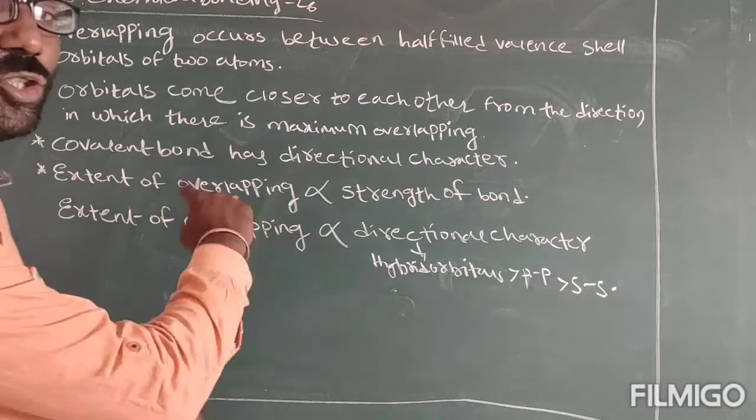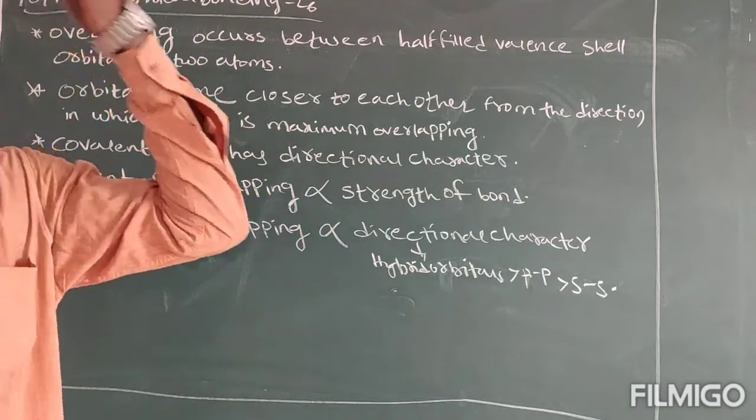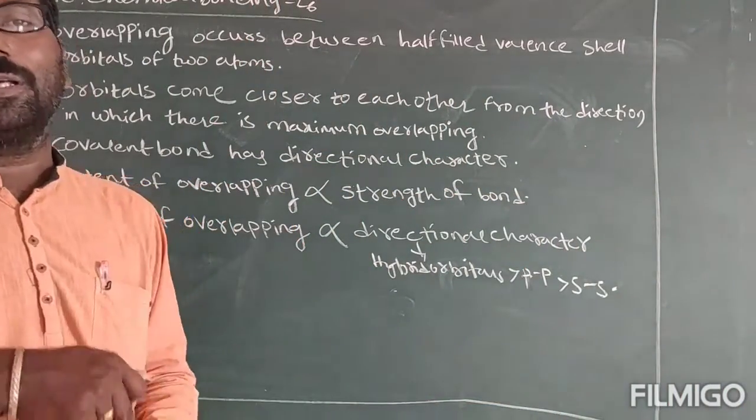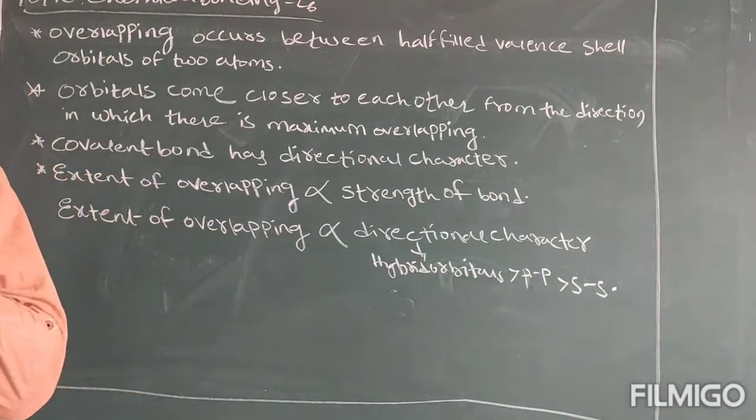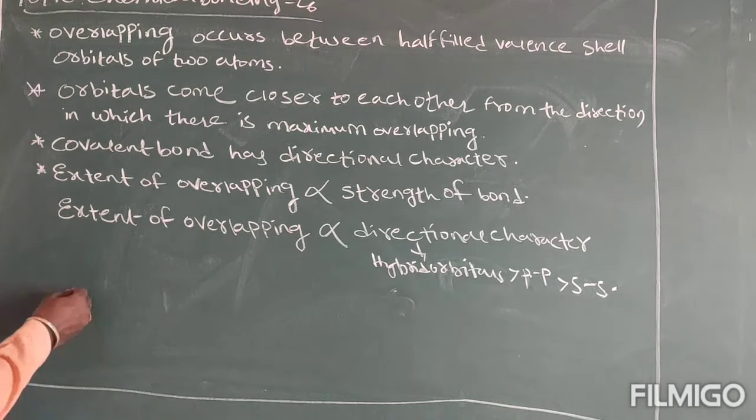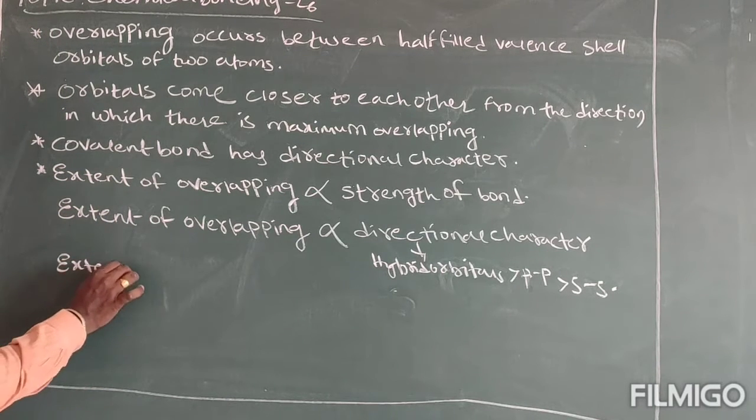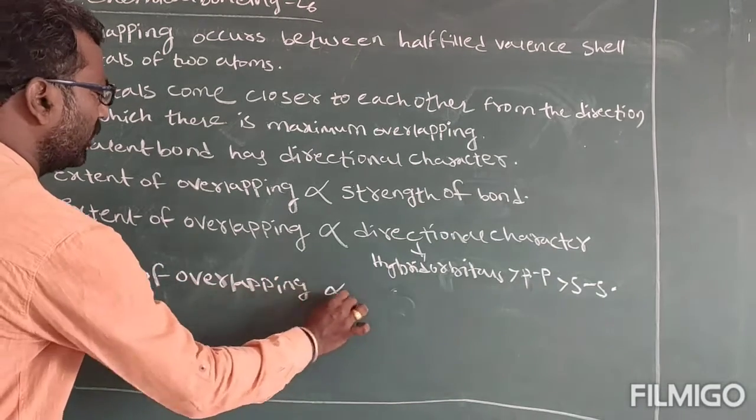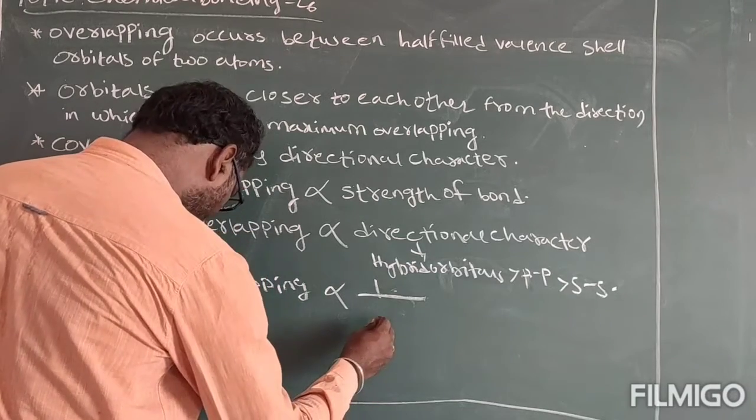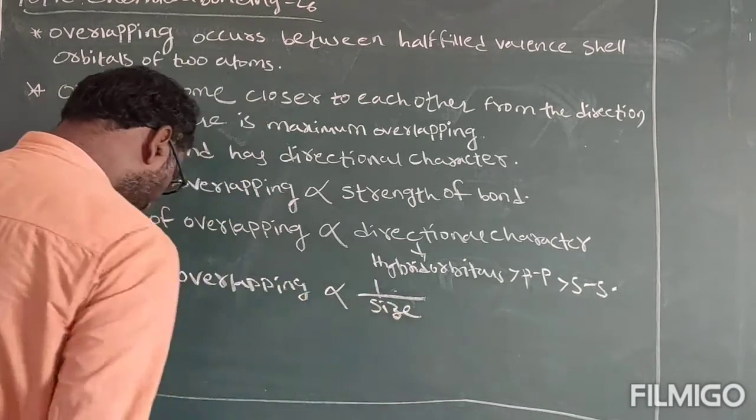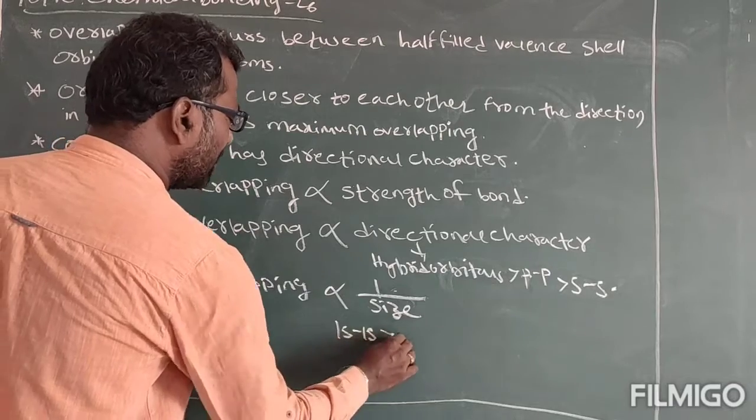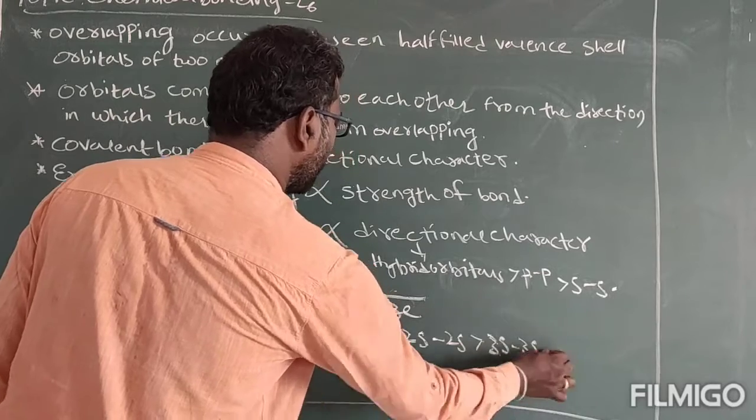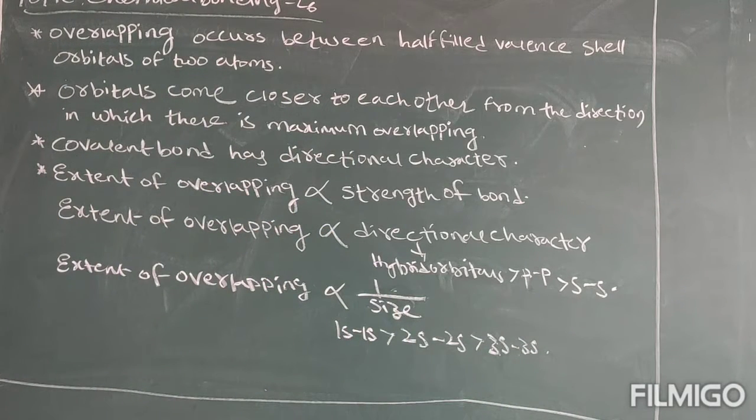After writing this, I will show you how the overlapping will be. You may be wondering what overlapping actually is, so we will draw how the sigma bonds and pi bonds are formed, and then you will get clarity regarding all this. The extent of overlapping is inversely related to its size also. Suppose 1s is greater than 2s, which is greater than 3s. So it depends upon the size.